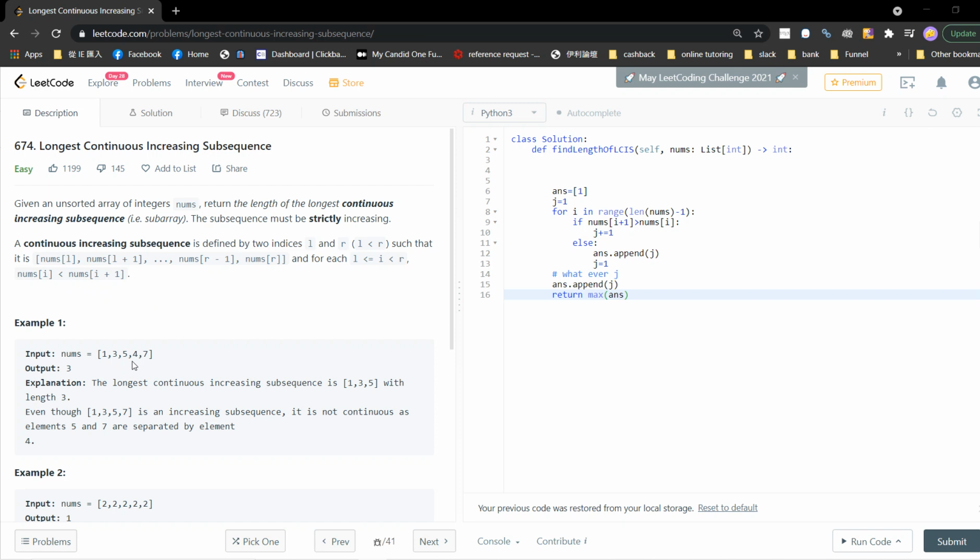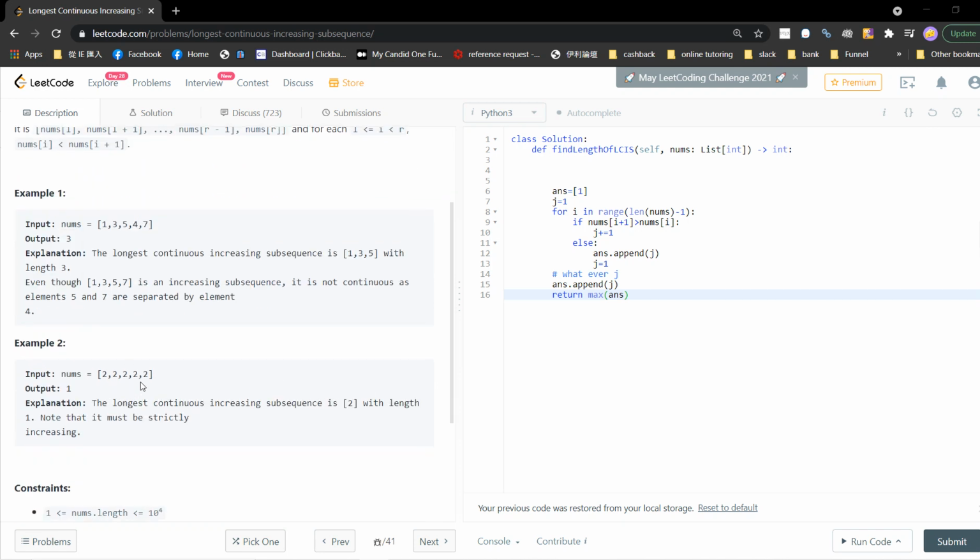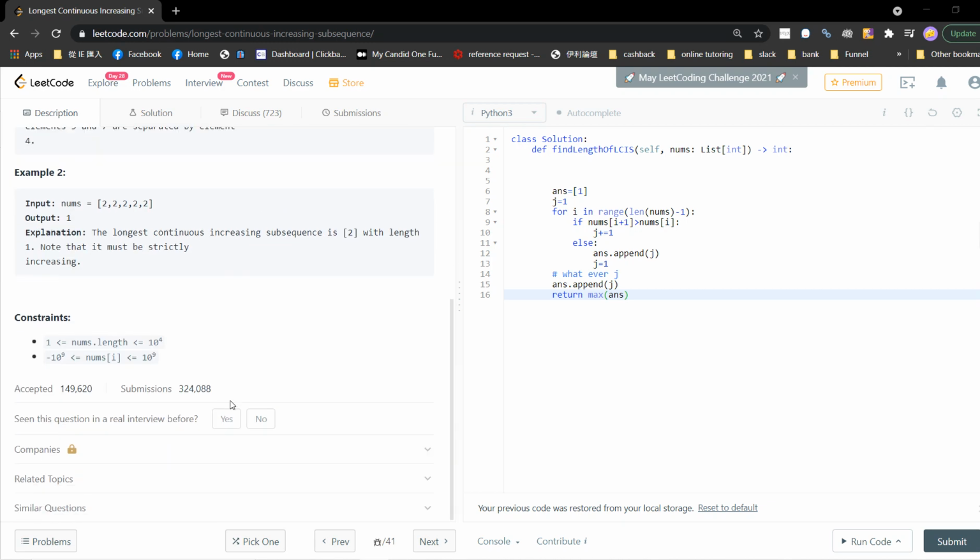So 1, 3, 5, 4, 7, then the answer will be 3 because the longest length is 1, 3, 5. And for this one it is 1, right? Because there is only 2, right? It must be strictly increasing.